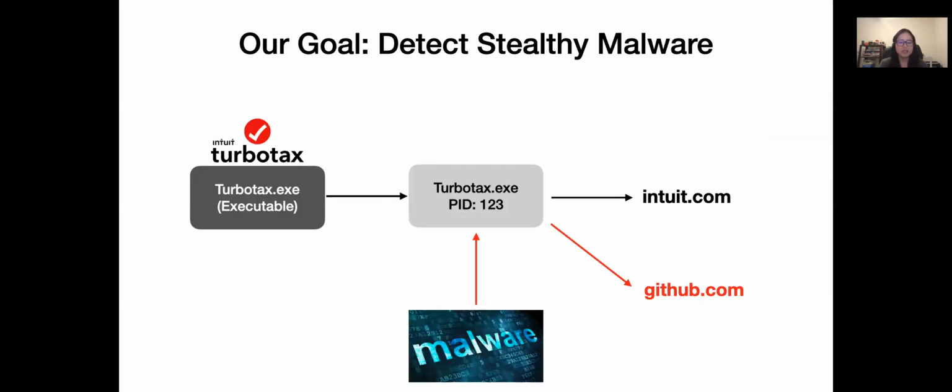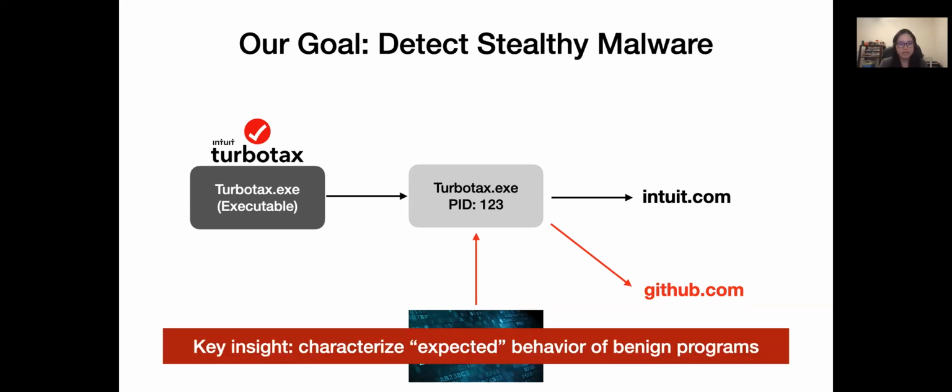Let's take another look at this simple example where the seemingly benign TurboTax process is querying github.com, which is also benign. But is this really the expected behavior of TurboTax? Why would TurboTax need to query github.com? This leads to our key insight. We want to characterize the expected behavior of each benign program. So if we observe significant deviation from the expected behavior, it could be a signal for malicious activities.